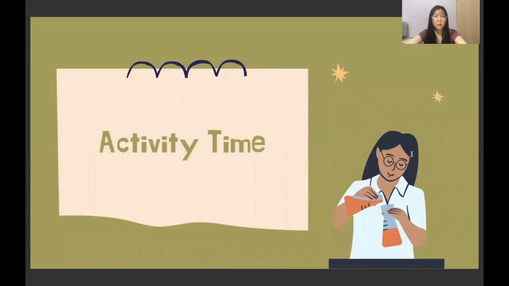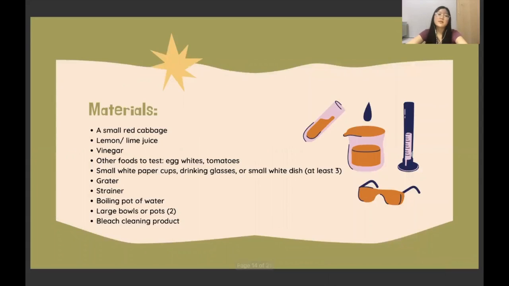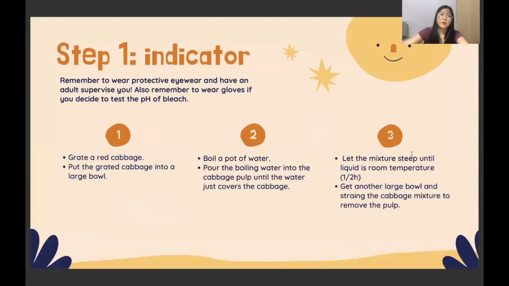All right, so now we'll do our little activity. To start off, we need to gather our materials, right? We're going to need a small red cabbage, lemon or lime juice, vinegar, some other foods to test, such as egg whites and tomatoes. You can also test something else like baking soda solution or things like soda pop. We're going to need small white paper cups or plastic cups, as long as you can see the color. We're going to need a grater, a strainer, a boiling pot of water, two large bowls or pots, and a bleach cleaning product if you want to test out bleach.